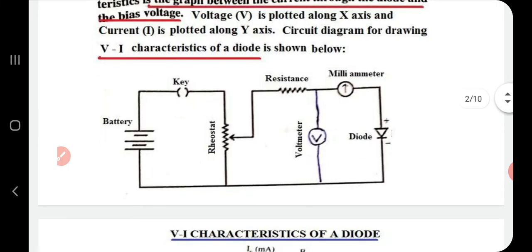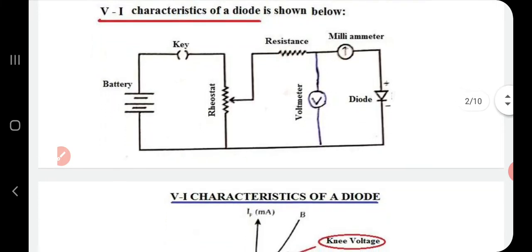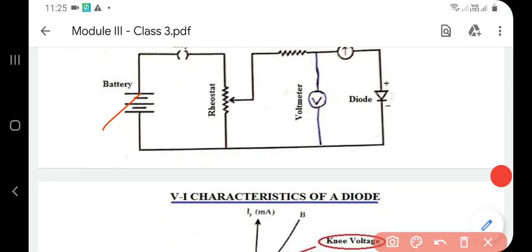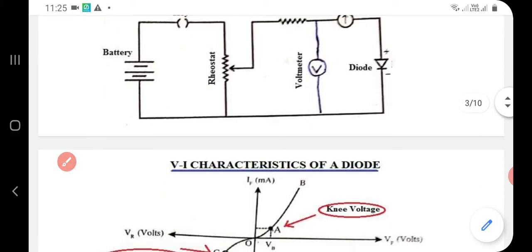Now this is actually the circuit diagram for drawing the VI characteristics of a diode. See, you have a battery here, then a rheostat, voltmeter, a PN junction diode, then again you have a key, a resistance, and a milliammeter. Okay, so this is the experimental setup, and after doing this experiment you will get a graph as shown.